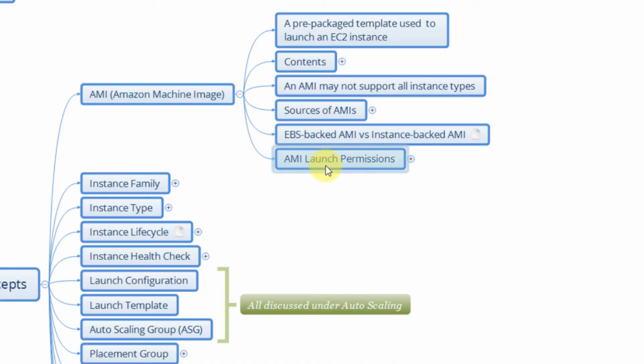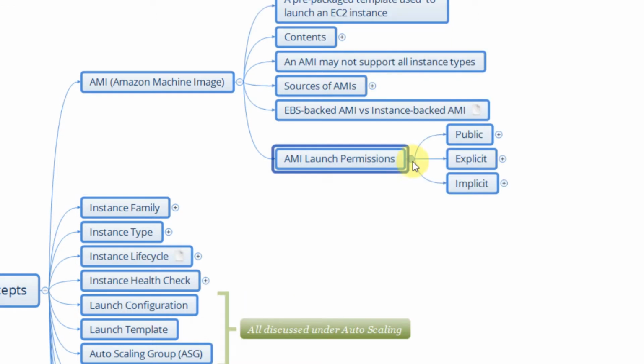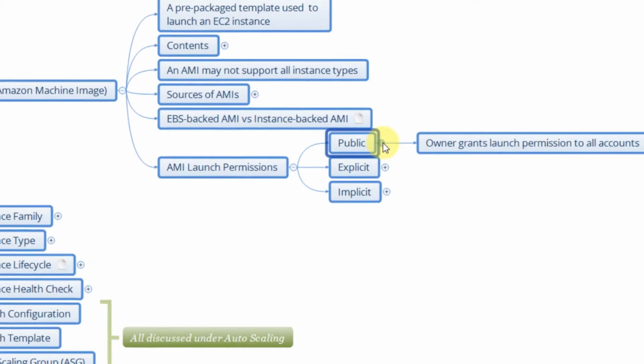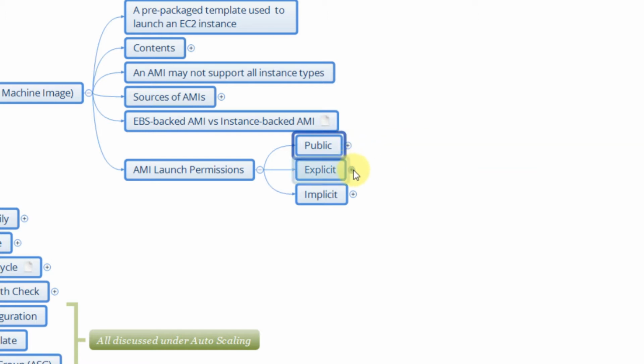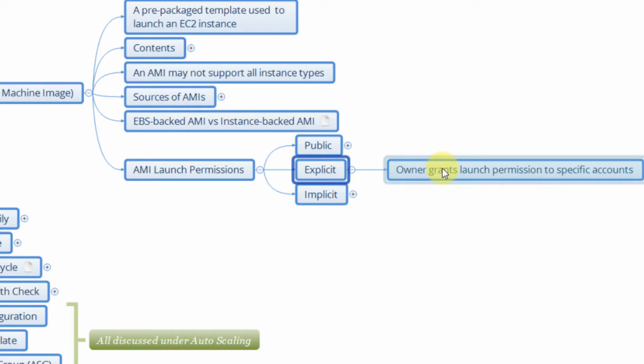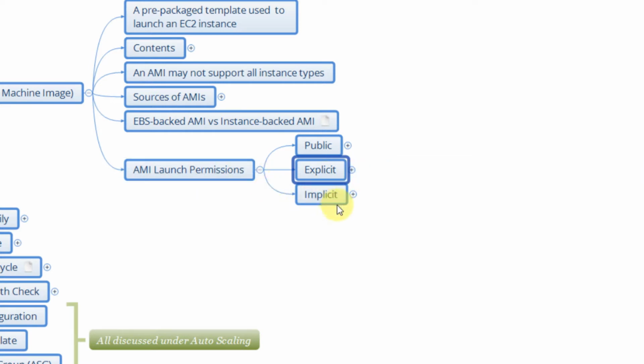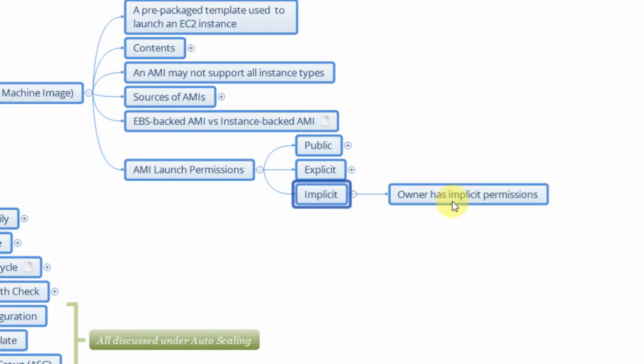An AMI is associated with launch permissions. These are permissions granted by the owner of the AMI. So it can either be public, which means the owner has granted launch permissions to all accounts. Any account can use the AMI to launch instances. Permissions can be explicit, in which case the owner grants the launch permissions to specific accounts, and launch permissions implicit means the owner has implicit permissions.